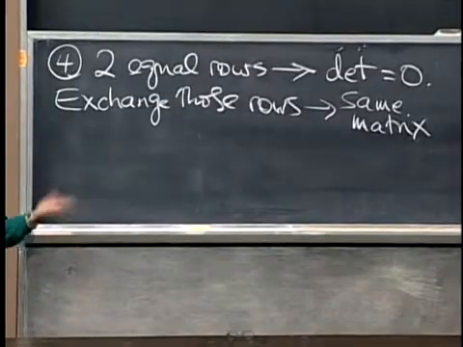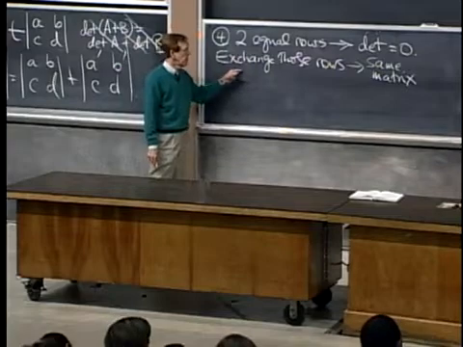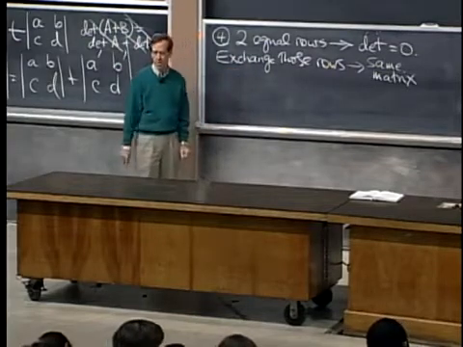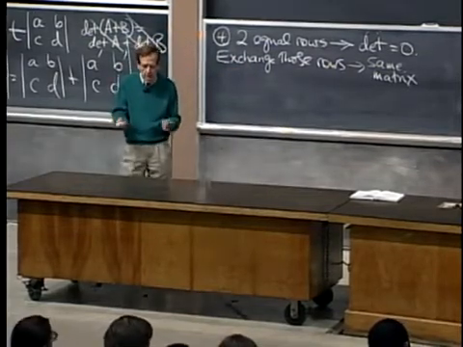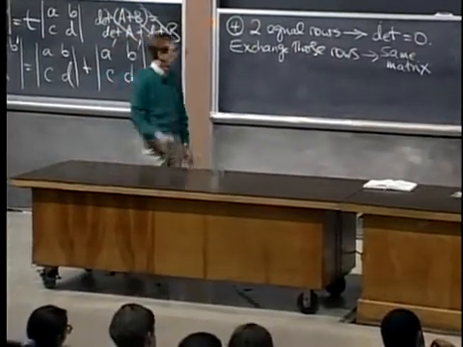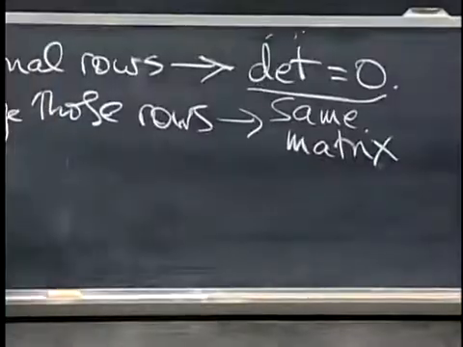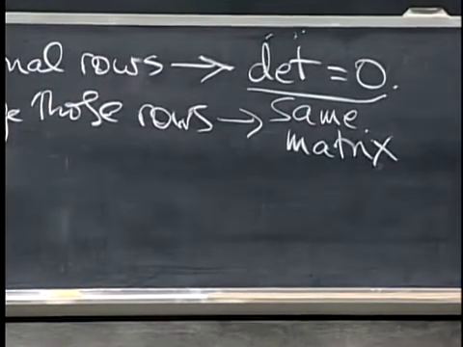So the determinant didn't change. But on the other hand, property 2 says that the sign did change. So I have a determinant whose sign doesn't change and does change. And the only possibility then is that the determinant is 0. You see the reasoning there?